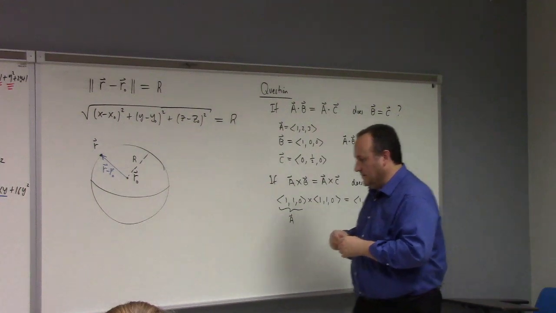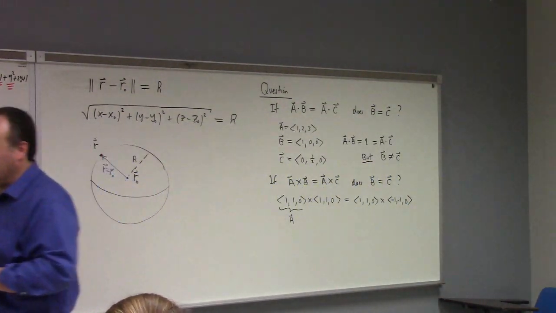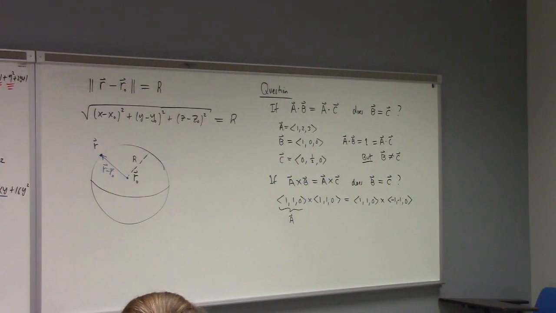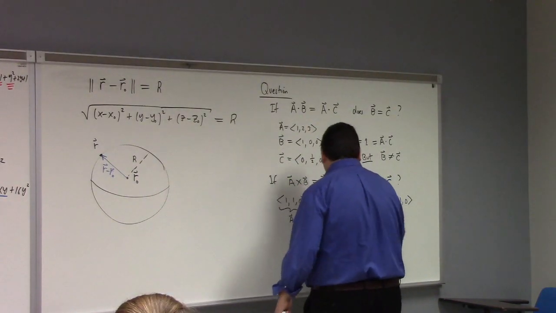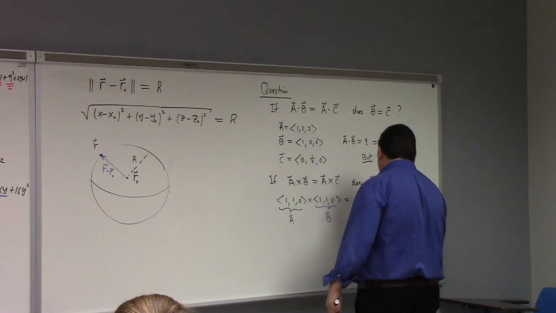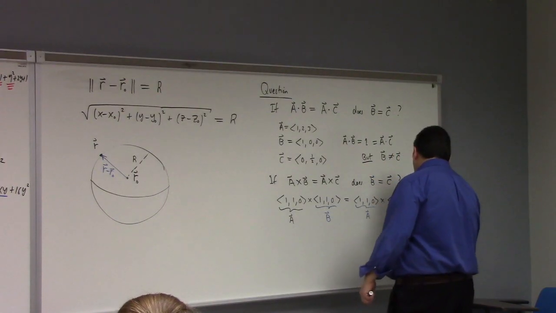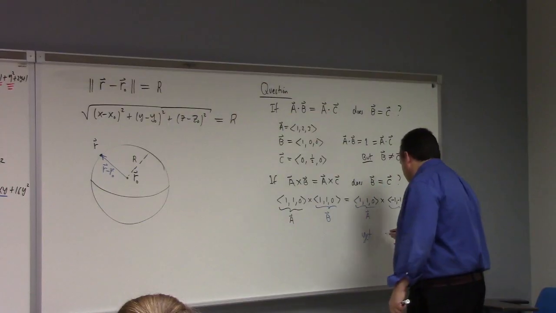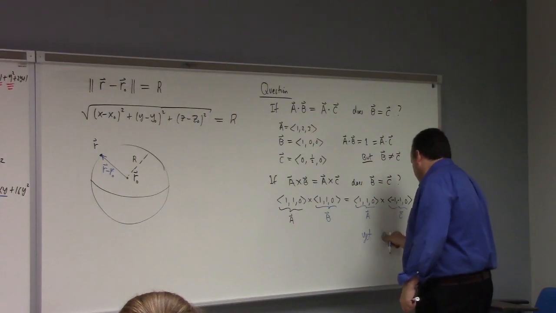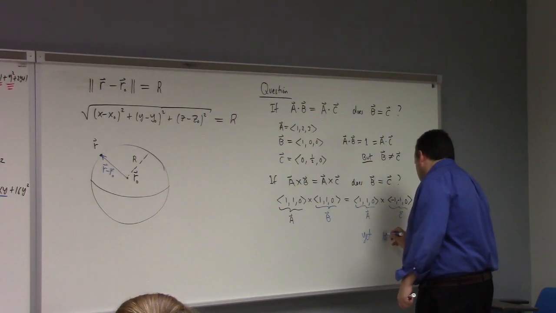I think that'll do it, right? B is not equal to C, right? And yet they're both equal to what? So apparently we can't cancel on the cross product either, right?